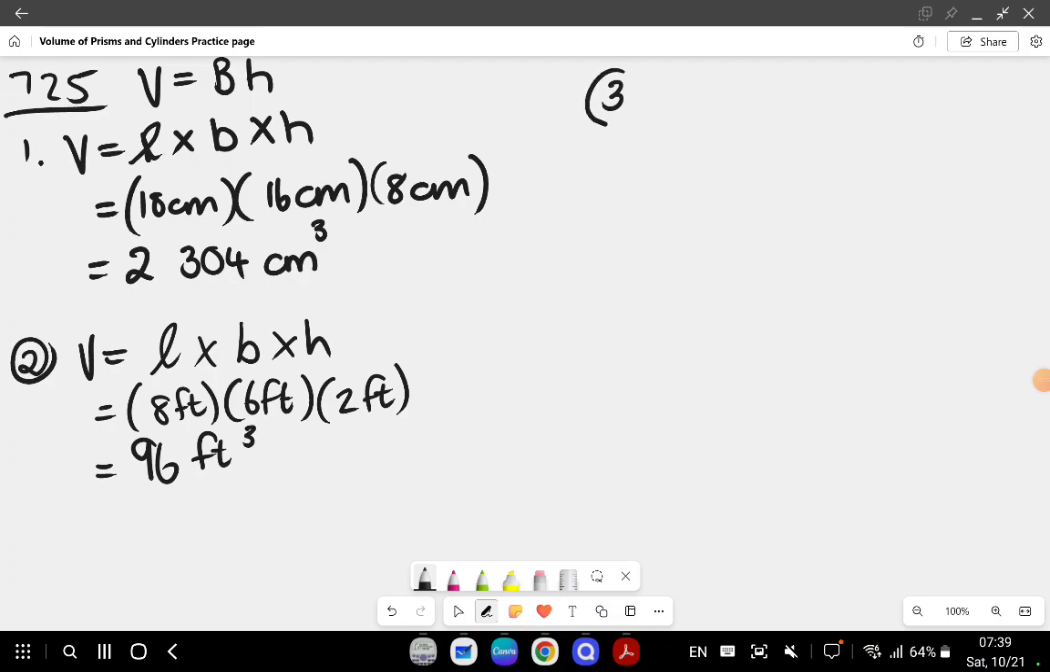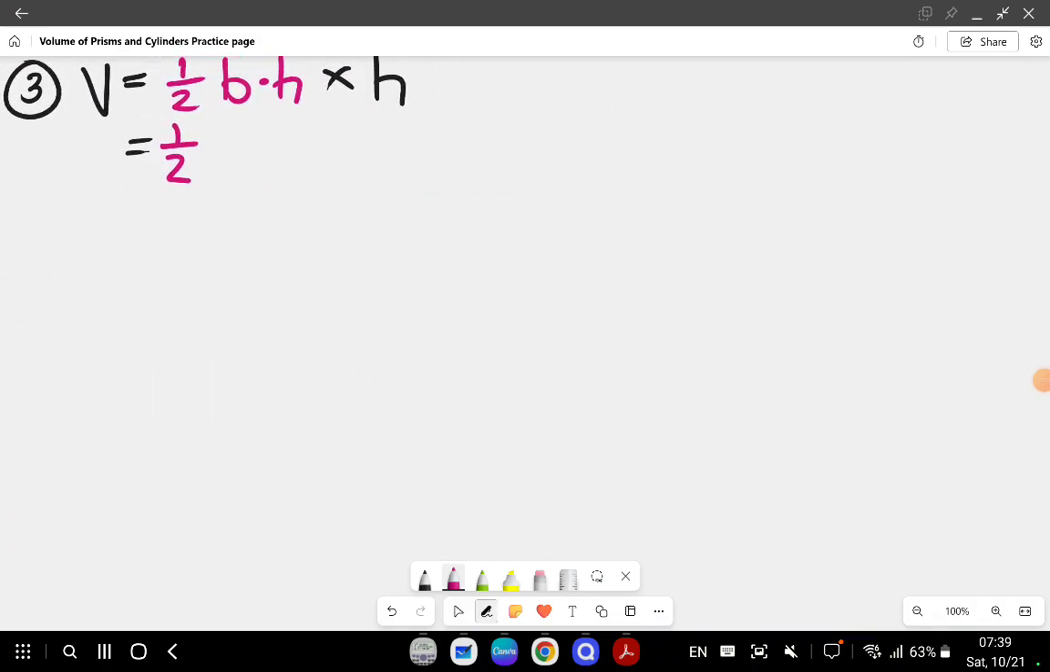Question 3. We got a triangular based prism. So the volume is going to be of the triangle. It's going to be half base of the triangle times height of the triangle multiplied by the height of the prism. So that gives me half of. Now the issue that I have with this triangle is that I do not have the height. So I can put in the base of 5 meters, but I don't have the height.